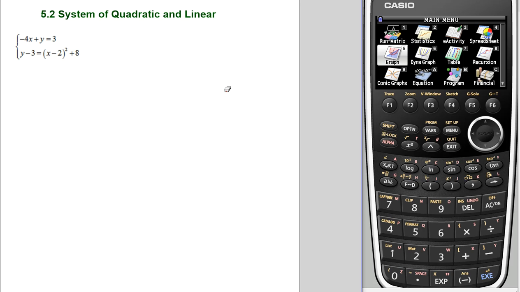Chapter 5.2, linear quadratic systems. And what we're going to be doing is something similar to what you did when you just did the pure linear systems, is solving for the point of intersection where the x's and y's are the same for the graph.